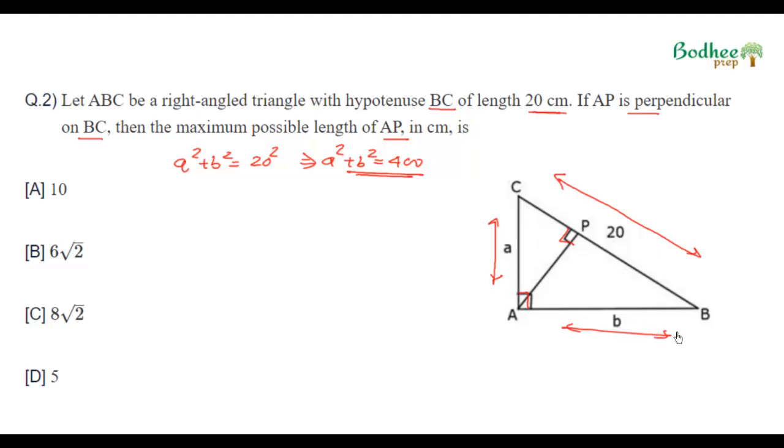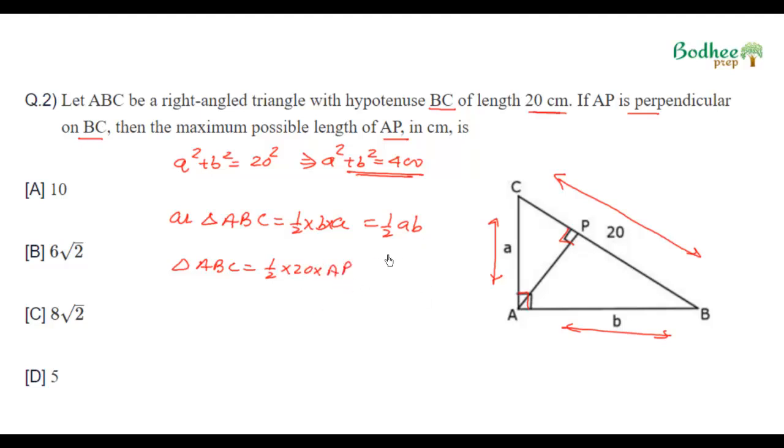I can use this as the base and this as the perpendicular. Then we can say that the area of this triangle ABC will be equal to half base into height, correct? Or this is nothing but half A into B. Or if I consider the length of AP to be H, or let us consider it to be AP only, if I consider this to be the base and this to be the height, the area of the same triangle ABC would be equal to half base into height, which is AP.